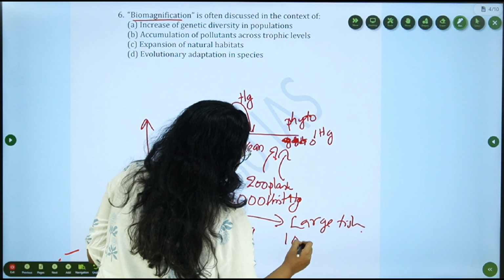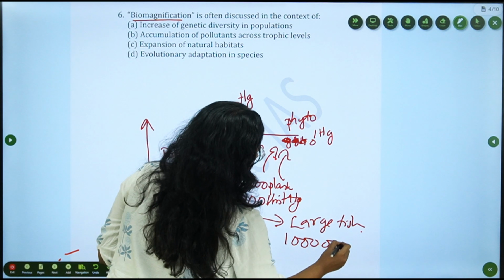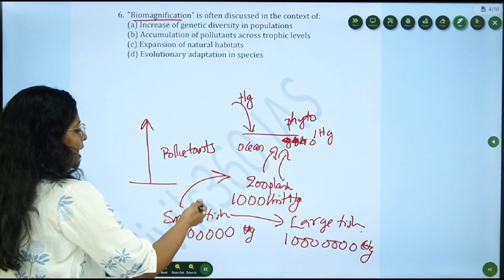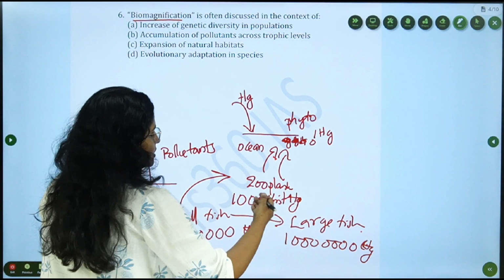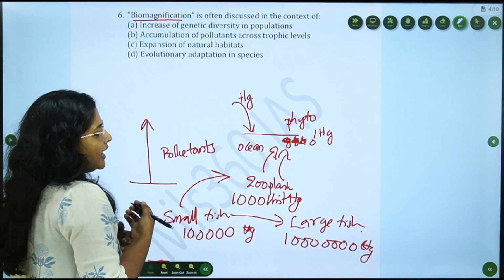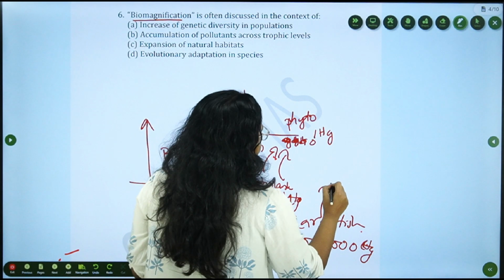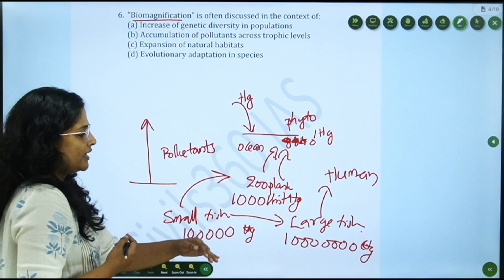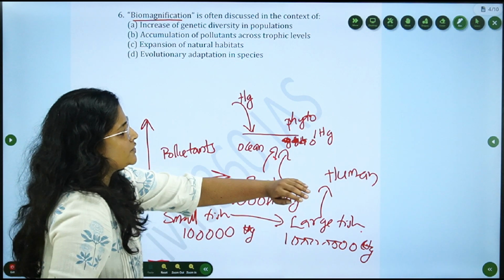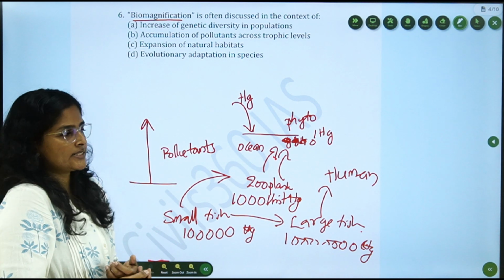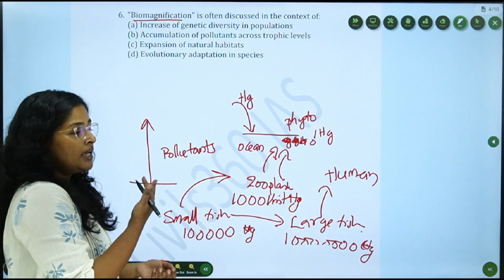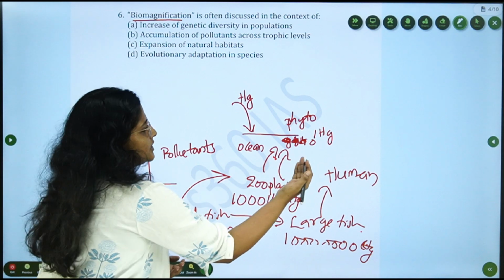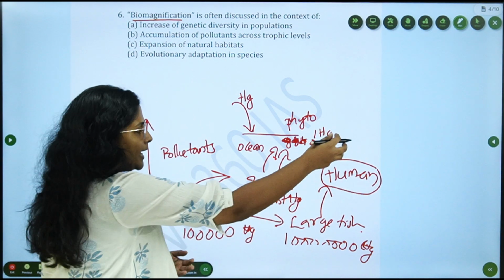say 1 crore units in large fishes. It eats hundreds of small fishes and it gets increased to 1 crore units in the large fish. And imagine when a human eats this large fish, this 1 crore units of mercury will be transferred to the human. So it started as 1 unit of mercury in this low trophic level organism, but it reached the higher trophic level as a big amount, right?